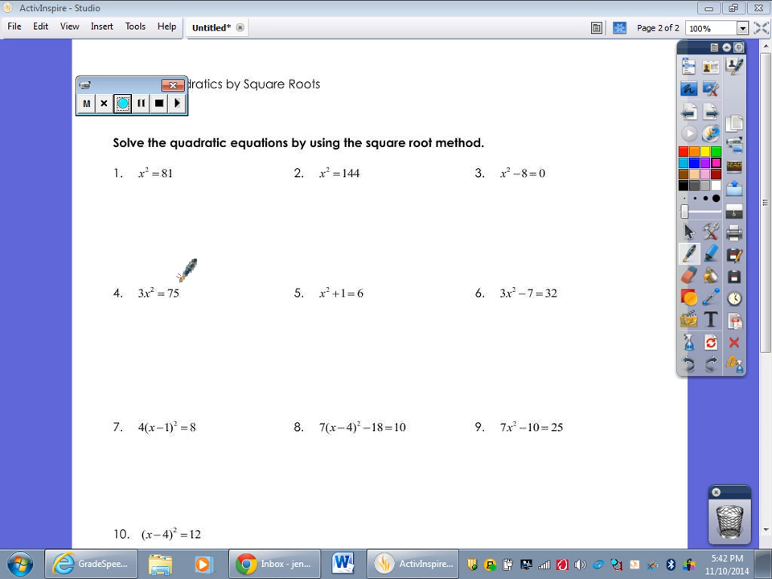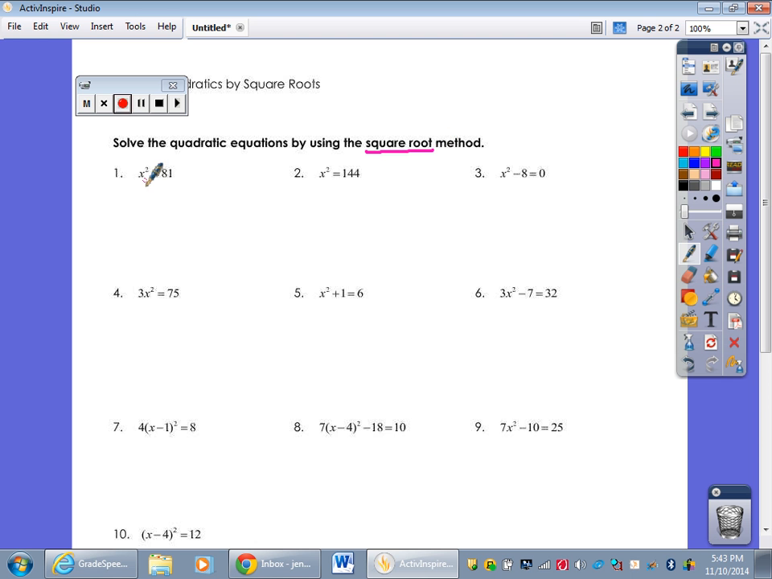Okay, so today in class we learned how to solve a quadratic using the square root method. Instead of factoring like we've done before, today we're going to solve these using square roots. Whenever you have an x squared, in order to undo it so that you can get x by itself, you have to do the opposite of squaring, and the opposite of squaring is square rooting.